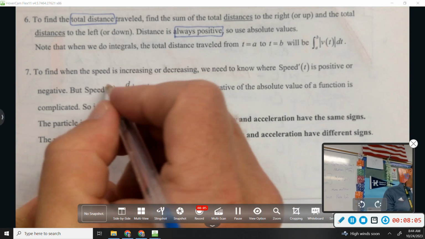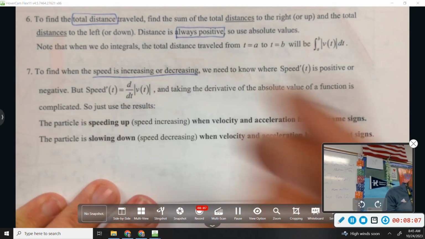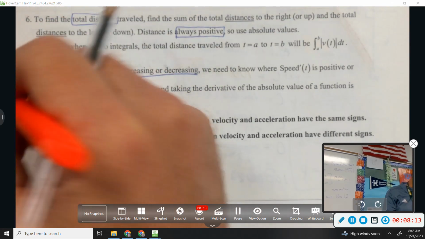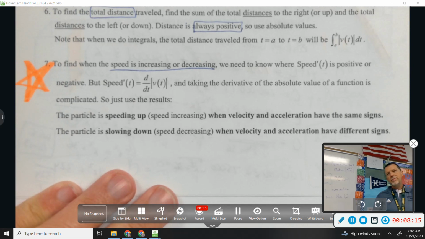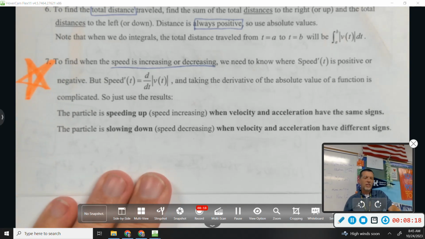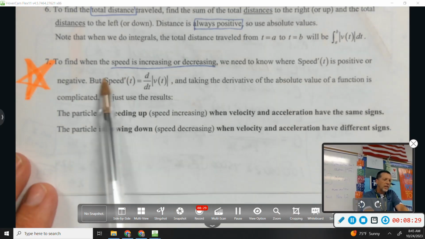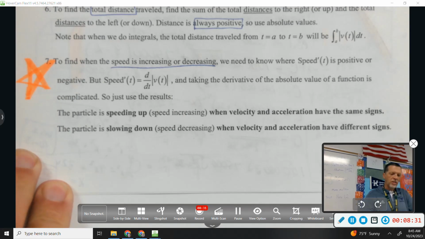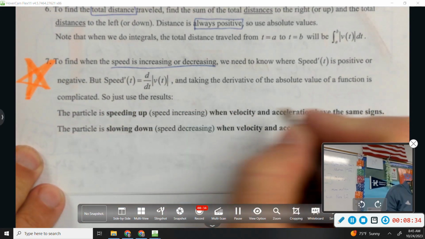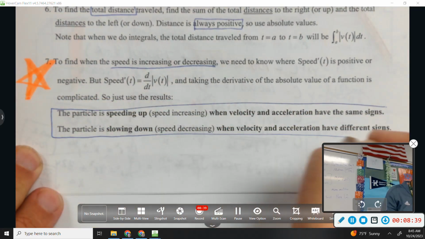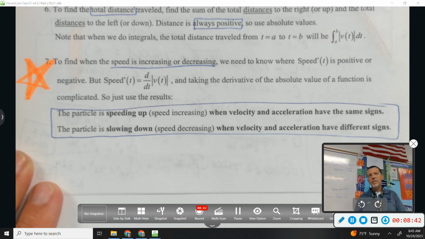Define when the speed is increasing or decreasing. This is something that doesn't really have a physics equivalent, at least certainly not that you deal with in first year of physics. So this is a calculus-only thing. Well, I shouldn't say that. I mean, it's all related, but the way we phrase this is definitely calculus specific. You can sort of skip over this explanation. Here's the big news. The particle is speeding up when velocity and acceleration have the same sign. The particle is slowing down when they have different signs.